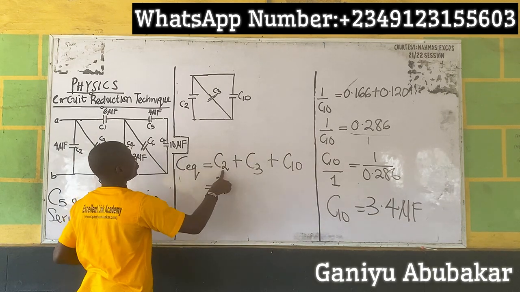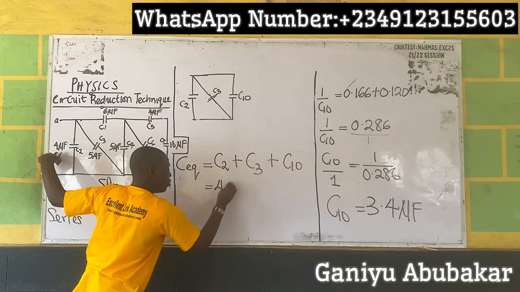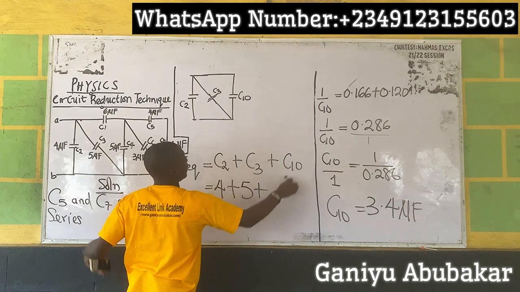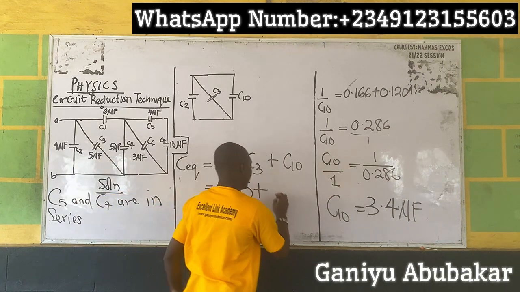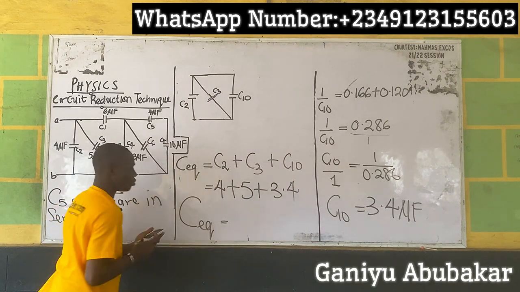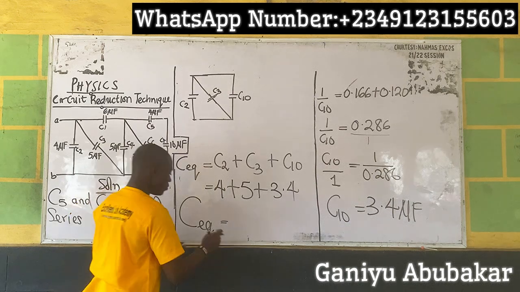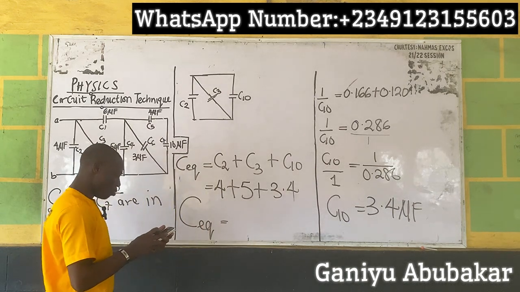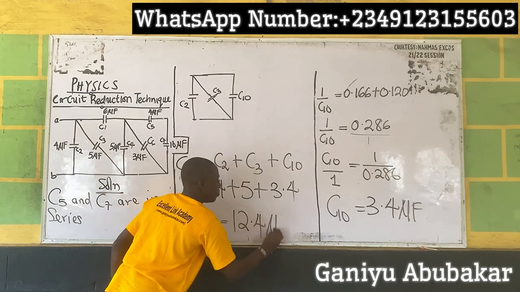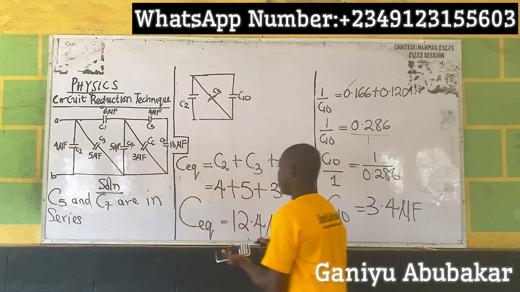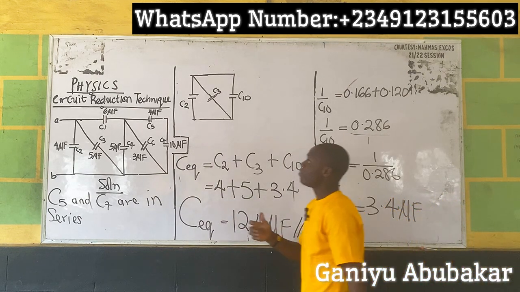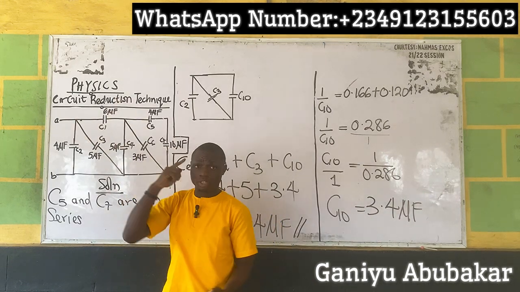Here C2 is of course 4, plus C3 is of course 5, plus C10, which is 3.4. So the C equivalent is equal to 9 plus 3.4, that's 12.4 microfarad. So this is the value we are asked to find using the idea of circuit reduction technique.